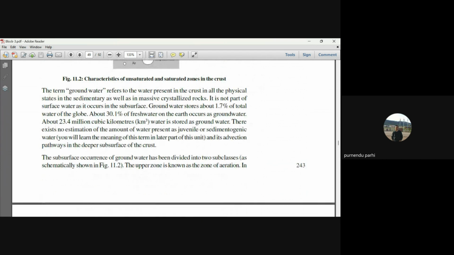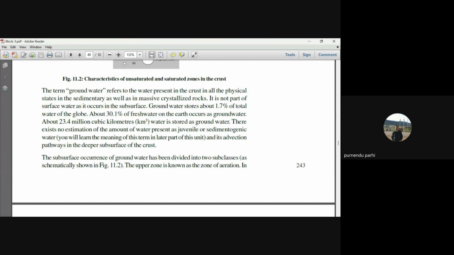The term groundwater refers to the water present in the crust in all physical states, in the sedimentary as well as the massive crystallized rock. It is not part of the surface water as it occurs in the subsurface. Groundwater stores about 1.7% of the total water in the globe. About 30.1% of the fresh water on the earth occurs as groundwater.